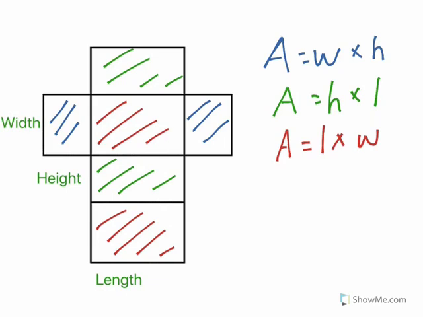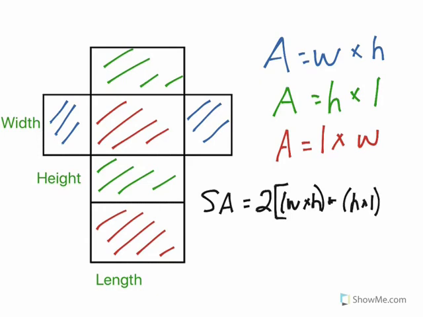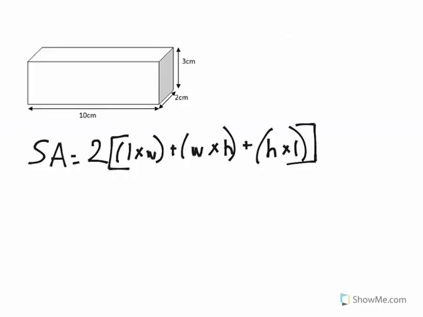And what we can actually do is we can combine these all into one formula. And we want to do everything times 2 because there's 2 of everything. So we put in each of these. We're going to have 2 of the blue, so that's width times height, plus the green, which is height times length, plus the red, which is length times width. So let's see this formula in action.